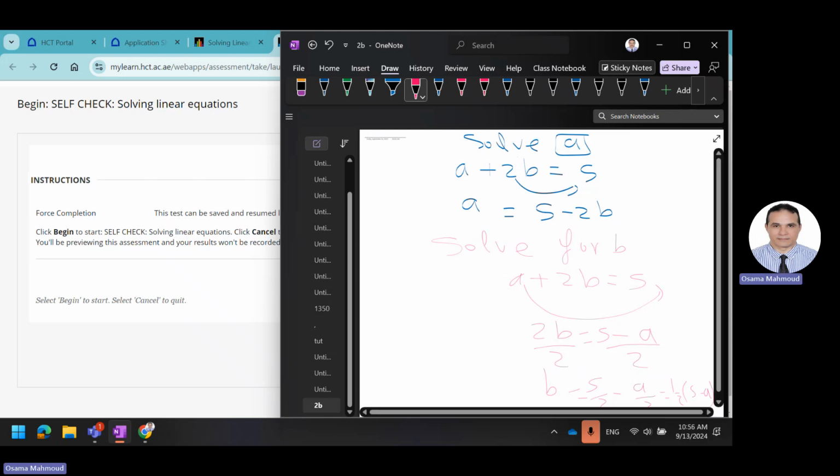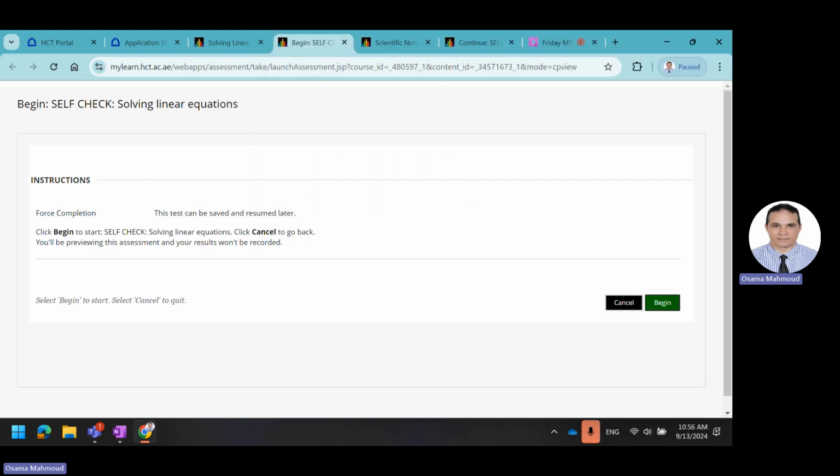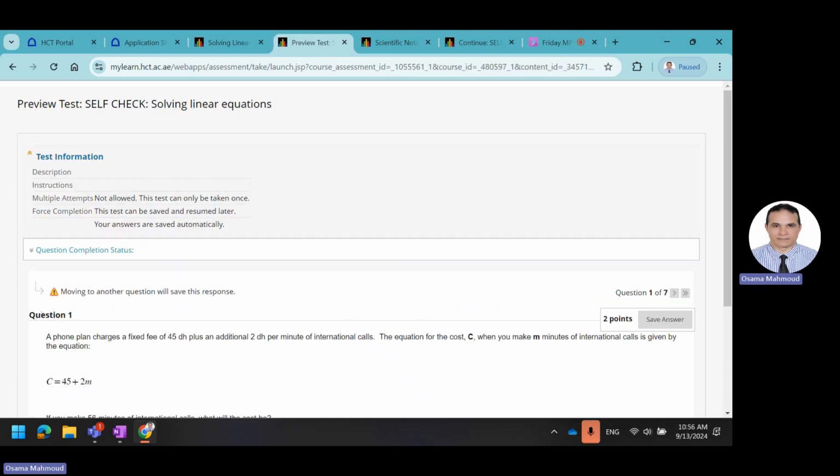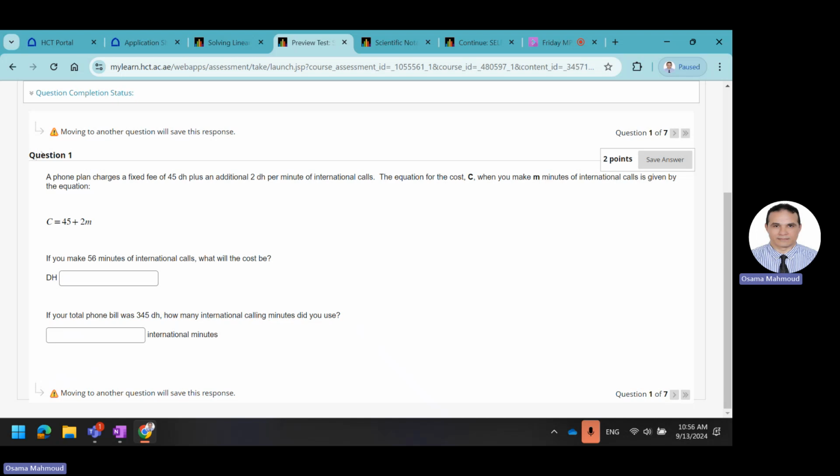So remember, solve for whatever, keep that one on one side. This is a very quick revision of the linear equation, right? So let's go to this one.